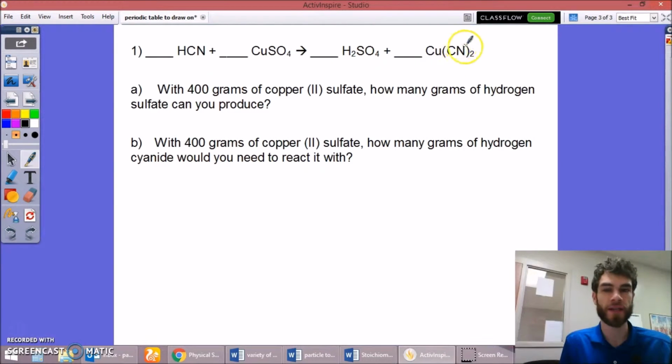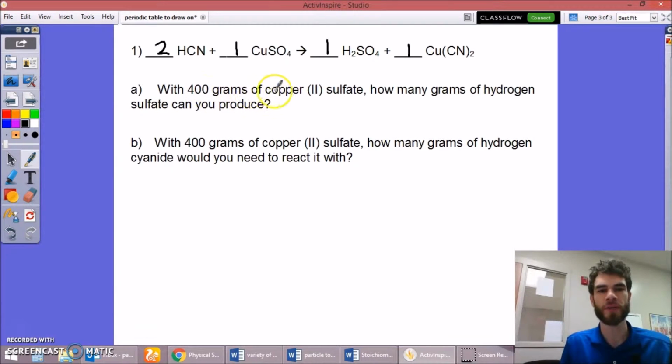Here you have cyanide as a polyatomic group. There are two of them here, so we probably need to put two of them right there. There's two cyanides. This also created two hydrogens, but we have two hydrogens here. Here's one sulfate group, one copper, and one copper. So everything is actually balanced just by putting a 2 right there. So we'll fill in some 1s.